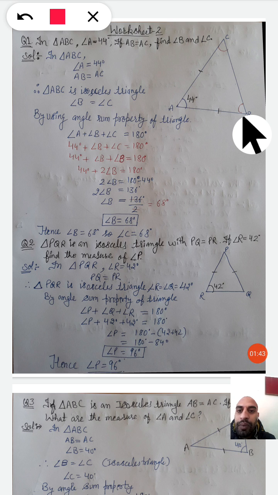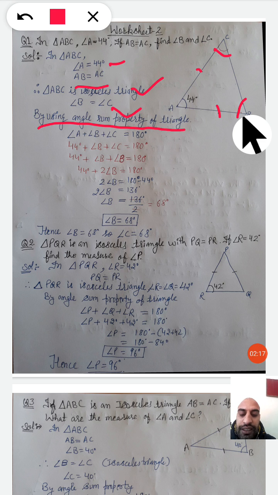Here just see, if in a triangle ABC, angle A is given 44 degree. AB is already given equal to AC. So in any triangle, when two sides are equal, so triangle is known as isosceles triangle. And in isosceles triangle, you know, the angles opposite to the equal sides are equal. So angle C and angle B, they must be equal to one another. That is why the definition of isosceles triangle.